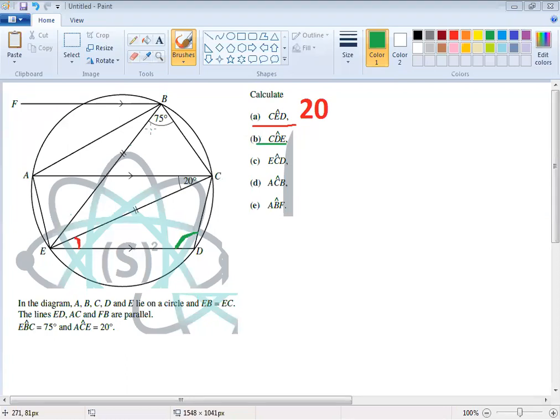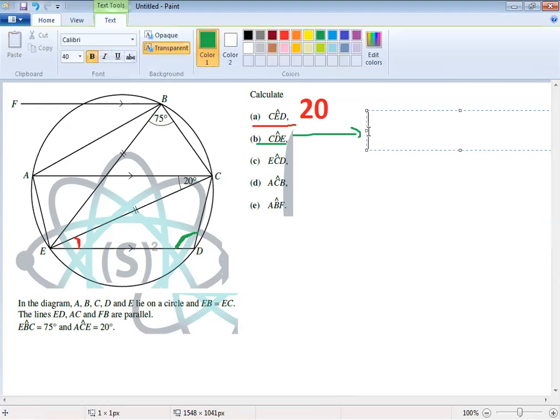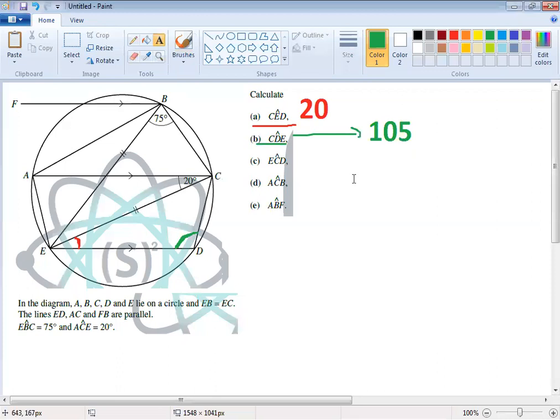Is that a cyclic quadrilateral? So CDE plus 75 should be equal to 180. They are opposite angles of a cyclic quadrilateral. So CDE plus 75 is equal to 180. Subtract from 180. What is CDE? 105. The reason is opposite angles of a cyclic quadrilateral. Is this clear?